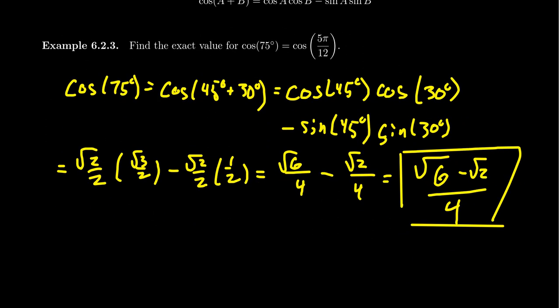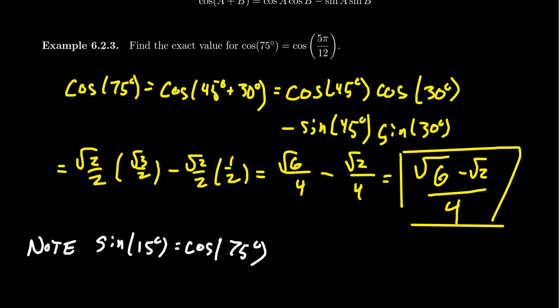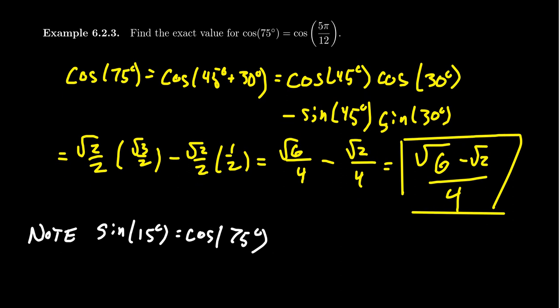Now, I want to point out to you, note that by the cofunction theorem, sine of 15 degrees is equal to cosine of 75 degrees. You'll note that 15 degrees and 75 degrees are complementary angles because they both add up to be 90 degrees, which of course 15 degrees is equivalent to pi over 12 if you were to convert it into radians.